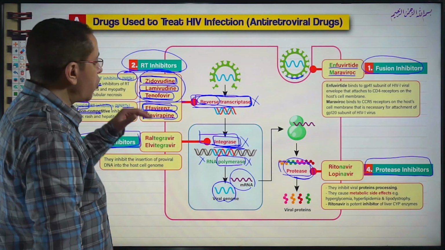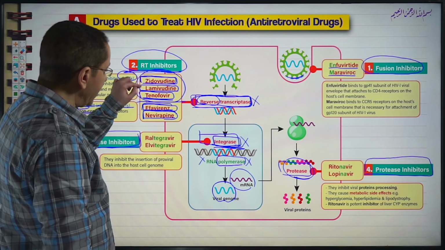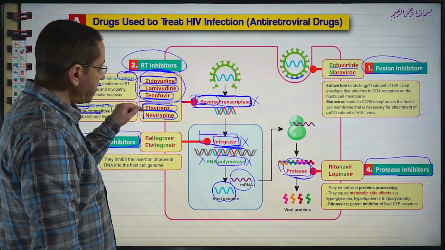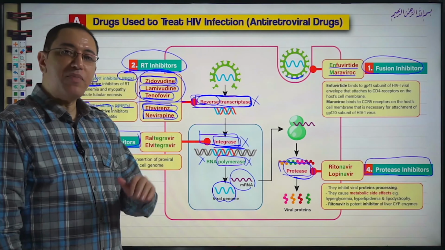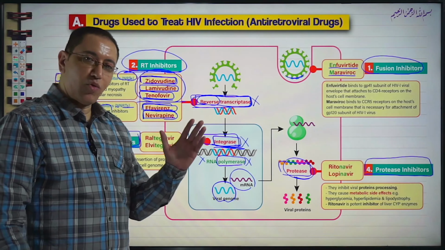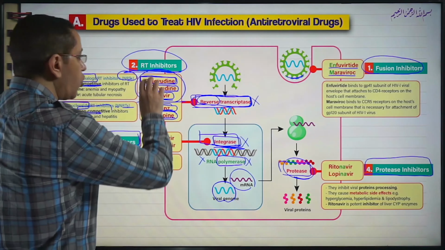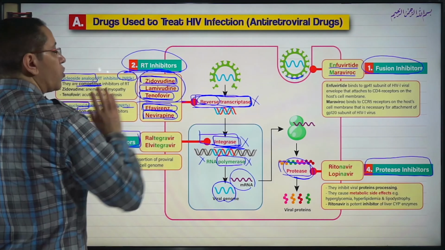So you can remember them like this. Zidane and his 4 women, who are Lamia, Tina, Effat, and Niveen, okay? And you should know which one of them are nucleoside analogues, which one are non-nucleoside analogues. And what is the difference regarding their mechanism? These induce a competitive inhibition and these are non-competitive.